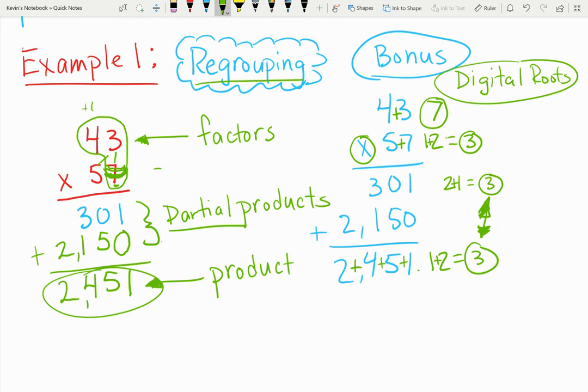Again, this is just fun with numbers. Don't have to do it. You can skip this part if you want to. But go ahead and pause the video and just look at some of the vocabulary, some of the steps for regrouping, and I will see you shortly.